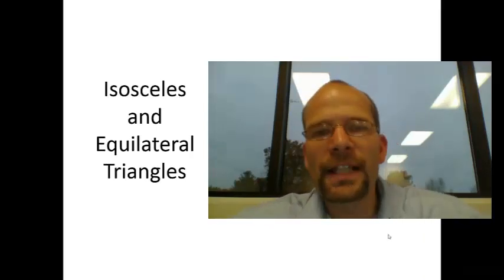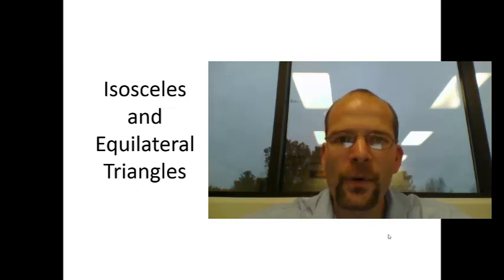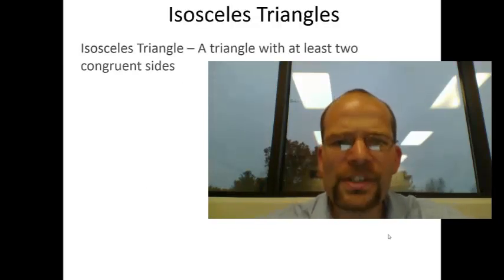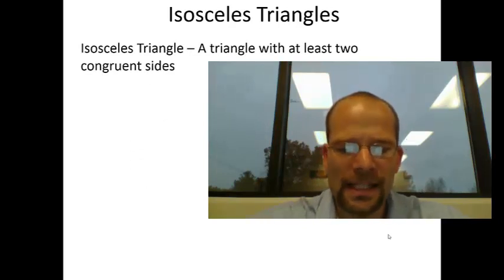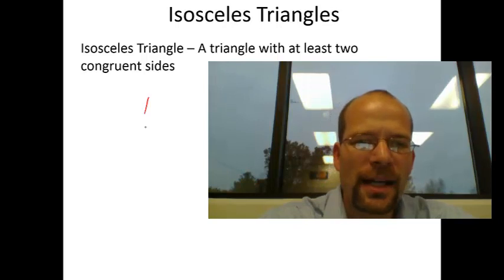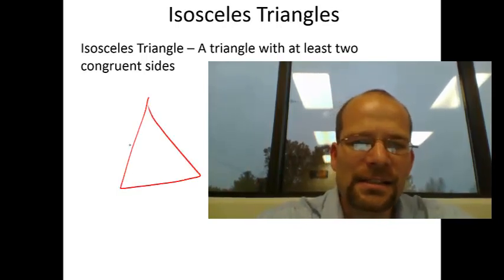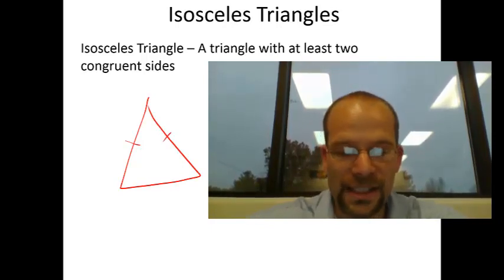Welcome to geometry class. Let's talk about isosceles and equilateral triangles. Before we do that, let's just review what an isosceles triangle is. First of all, an isosceles triangle is a triangle with at least two congruent sides. So if I'm talking about a triangle, I want to be able to answer the question, is it isosceles? I'm simply looking to identify whether there are at least two congruent sides.